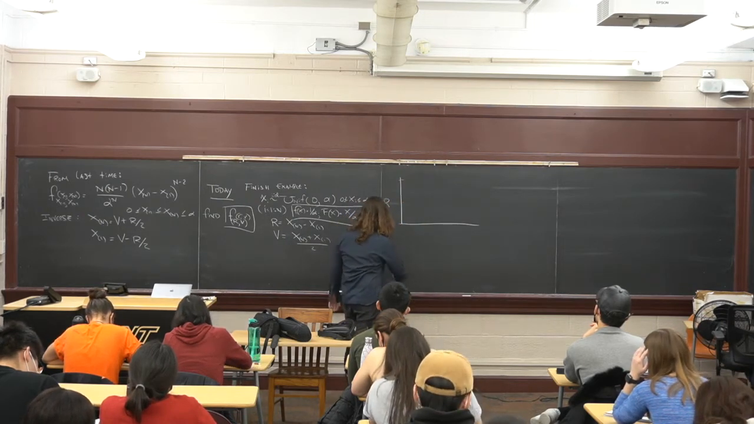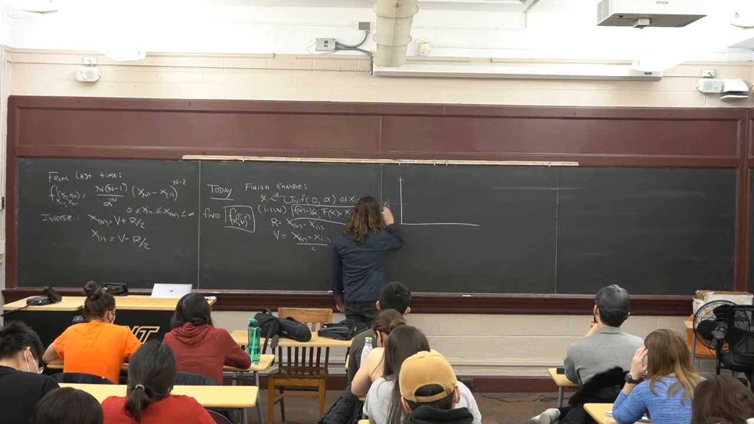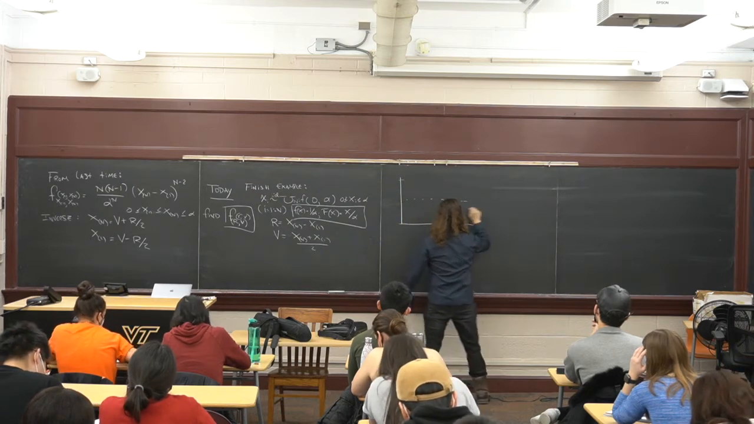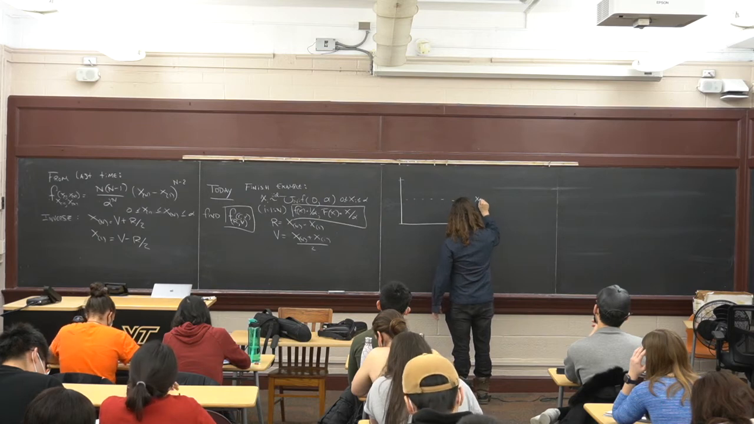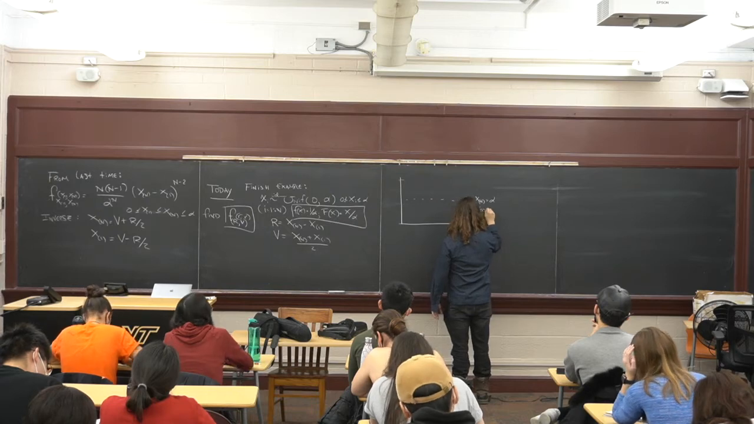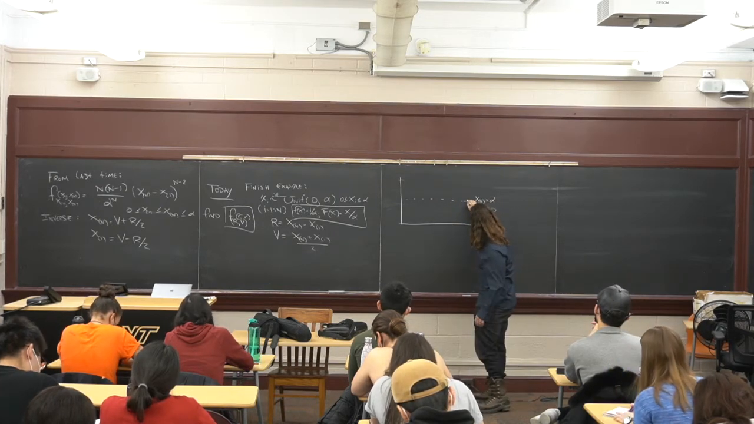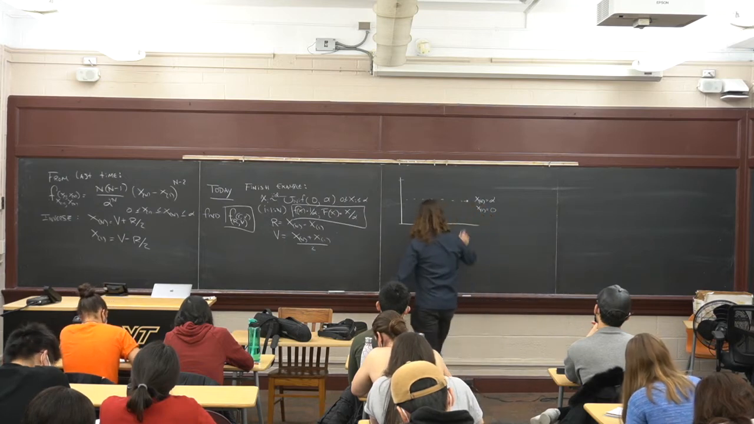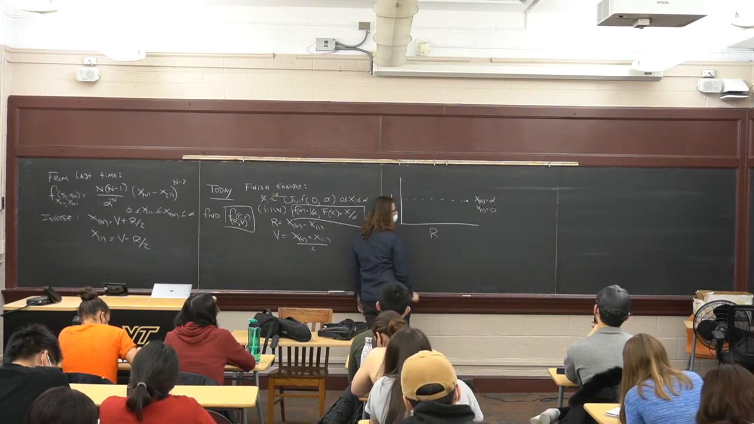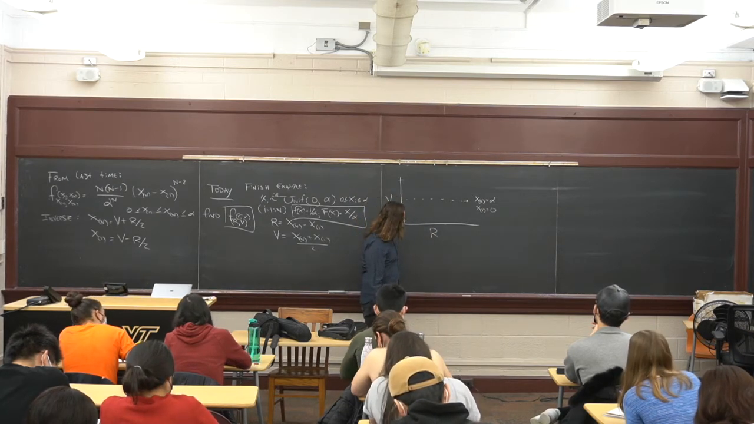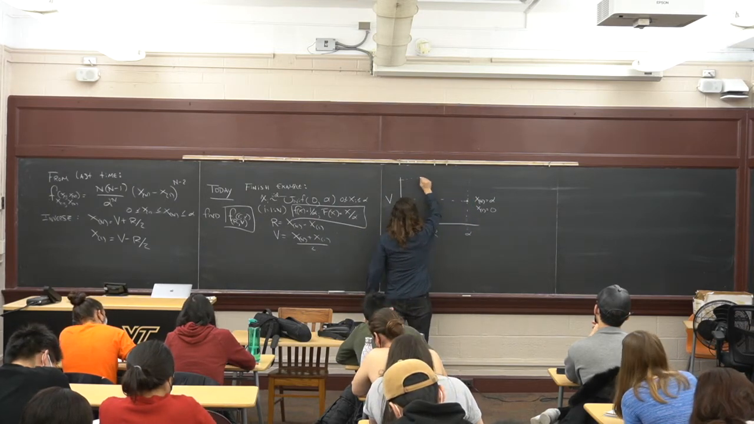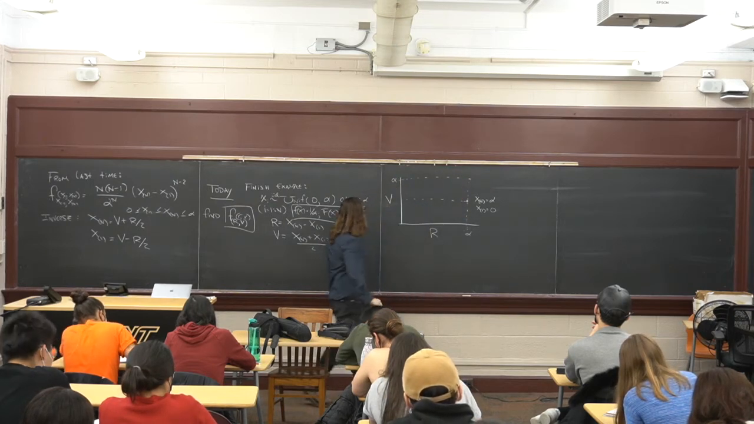I'll say what I want. This is going to be when xn is equal to alpha and x1 is equal to 0 right here. I'm going to call this the mid-range, and this is the range right here. So this is going to be alpha. And this will also be alpha.